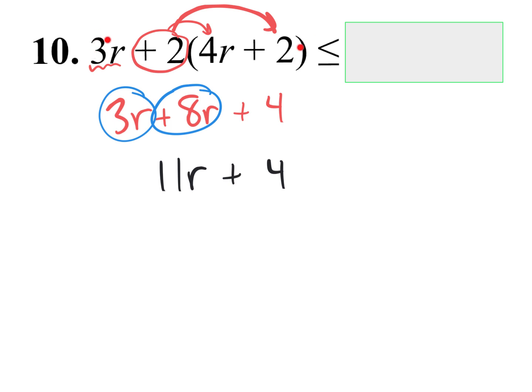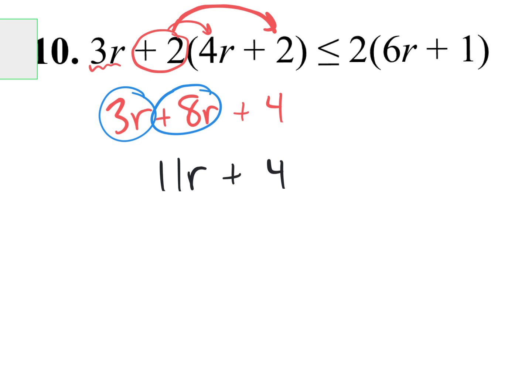This left side used to be big and nasty. Now it's simplified as a nice binomial, 11r plus 4. So that's as simple as the left side gets. Now let's focus on the right side. And on the right side, there is distributive property as well. 2 times 6r is 12r. 2 times 1 is 2. And there's nothing else to do right there. So I'm just going to bring that 12r plus 2 down.